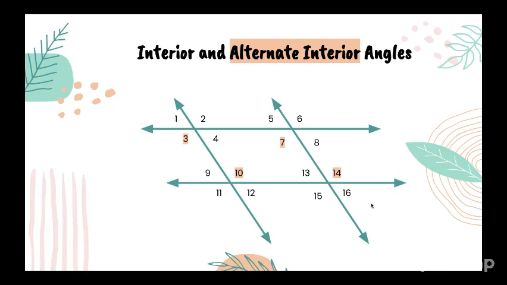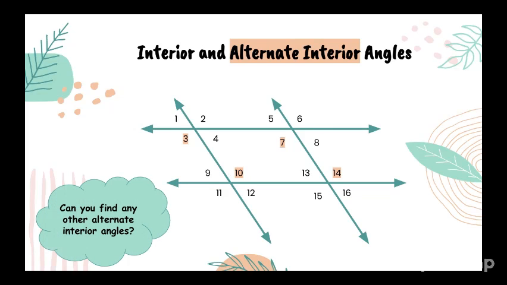Next is alternate interior angles. And although they're very similar to interior angles, they fall on opposite sides of the transversal. They are still within the parallel lines, and fall on the transversal that crosses through those parallel lines. So alternate interior angles are always equal in angle measure, and the sets of alternate interior angles in this example are 3 and 10, as well as 7 and 14. See if you can find any other sets of alternate interior angles.